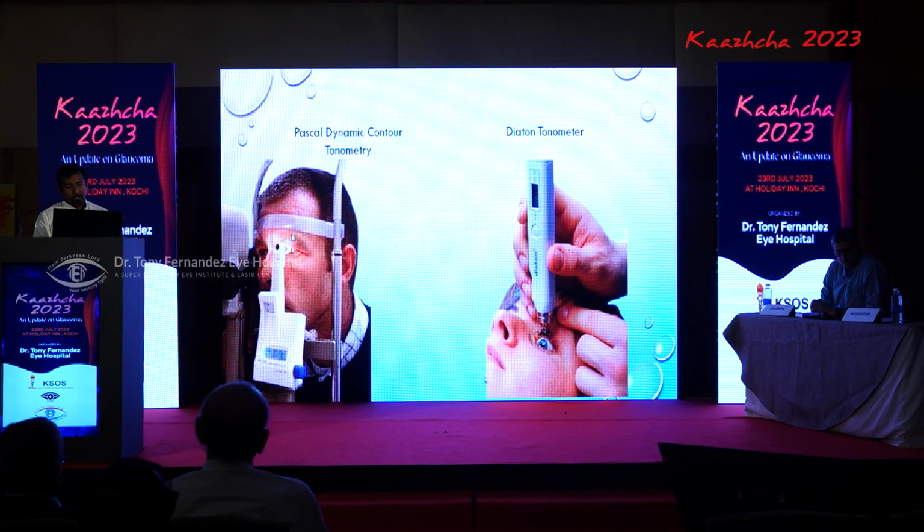Then there is the dynamic contour tonometer, which tries to get rid of some of the inaccuracies of the Goldmann applanation tonometer by adapting to the cornea shape. So this adapts to the cornea shape and finds the pressure directly. Works exactly like the Goldmann. Then a simpler tonometer is the Diaton tonometer, which measures intraocular pressure through the eyelid. Since it touches only the eyelid and not the cornea or sclera, it is much more comfortable and easier to use, but it is not as accurate.